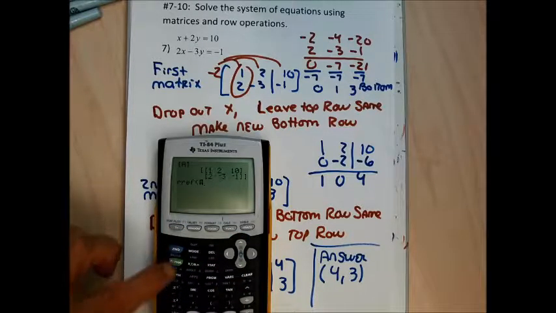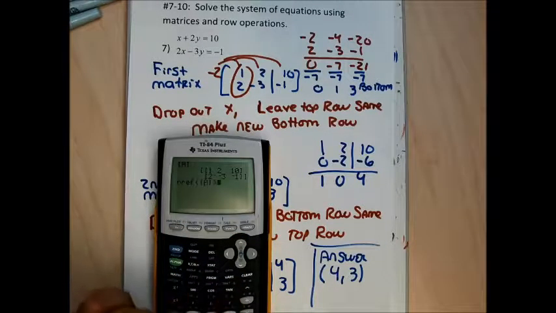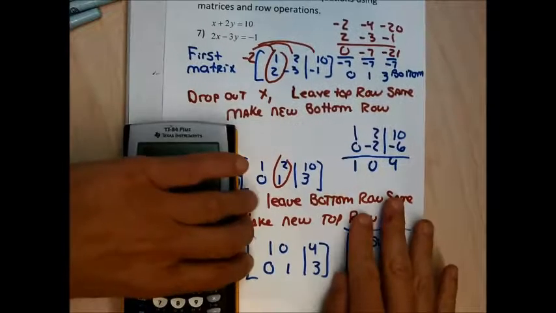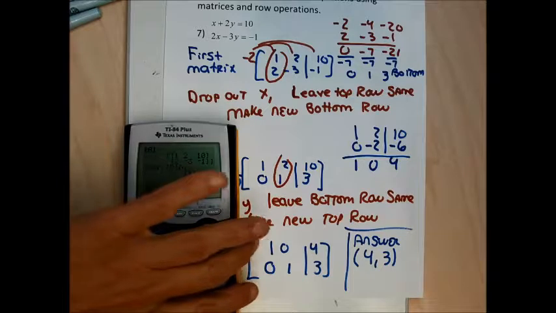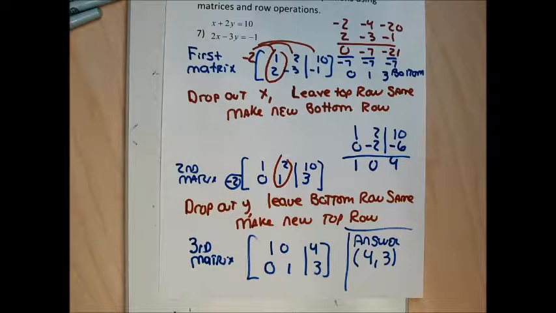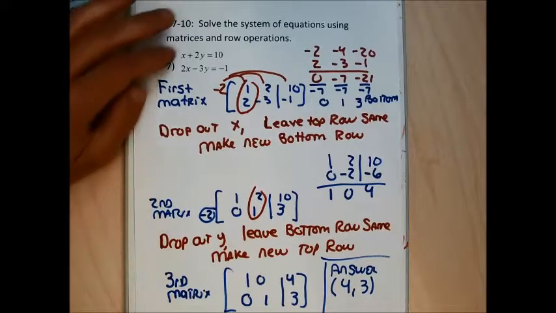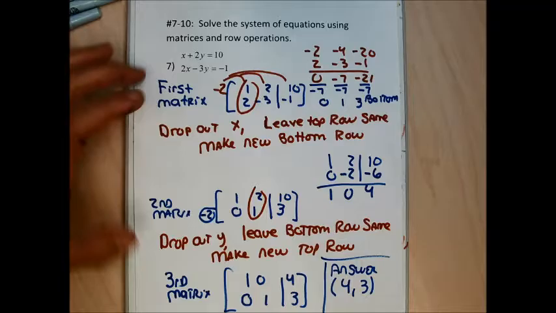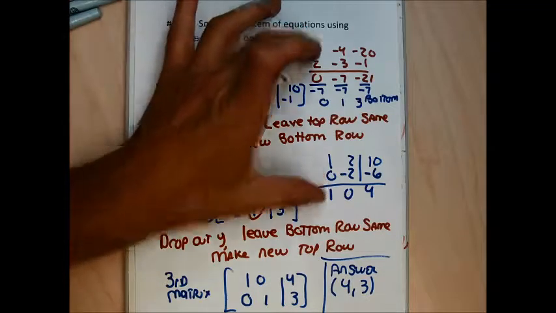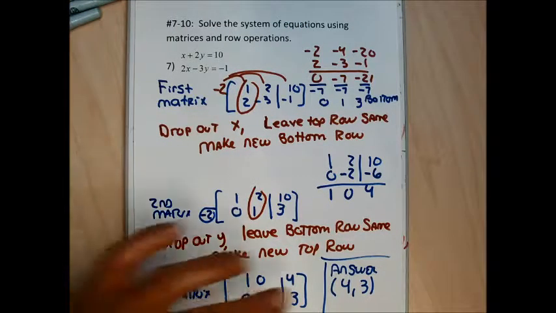RREF, second matrix, names, parentheses, and I get exactly that matrix, so I know my work is perfect and my answer is correct. Absolutely on the test for this problem that says solve the system of equations using matrices and row operations, I 100% need to see all the work. If I don't see the elimination method done twice and you have the right answer, you lose all the points.